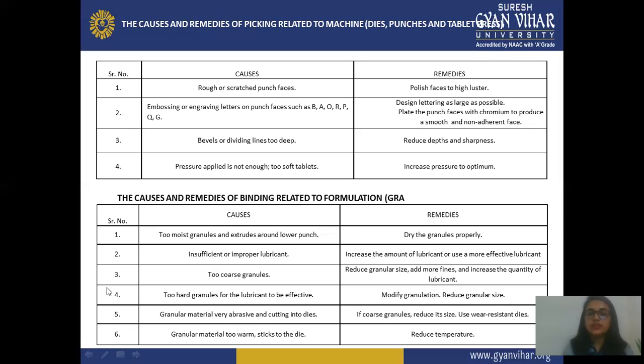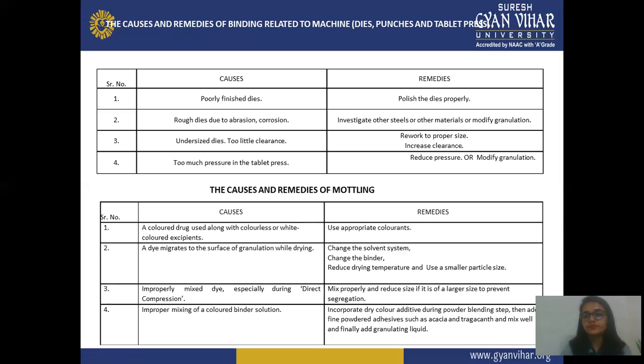Fifth is granular material very aggressive in cutting into the dye. If coarse granules, reduce size or use wear resistant dyes. And the sixth one is granular material too long, which will stick to the dye. In this, you just change the temperature, reduce the temperature.